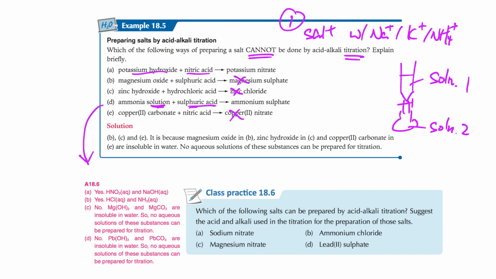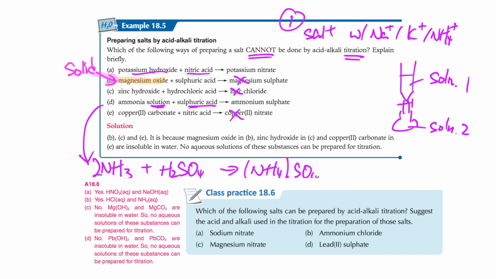For D, just want to familiarize you. So ammonia solution is NH3, and then you have sulfuric acid. When you add them together, you have ammonium sulfate. So this is the equation for that. So why can B not? Because this one is a solid. This one is solid.